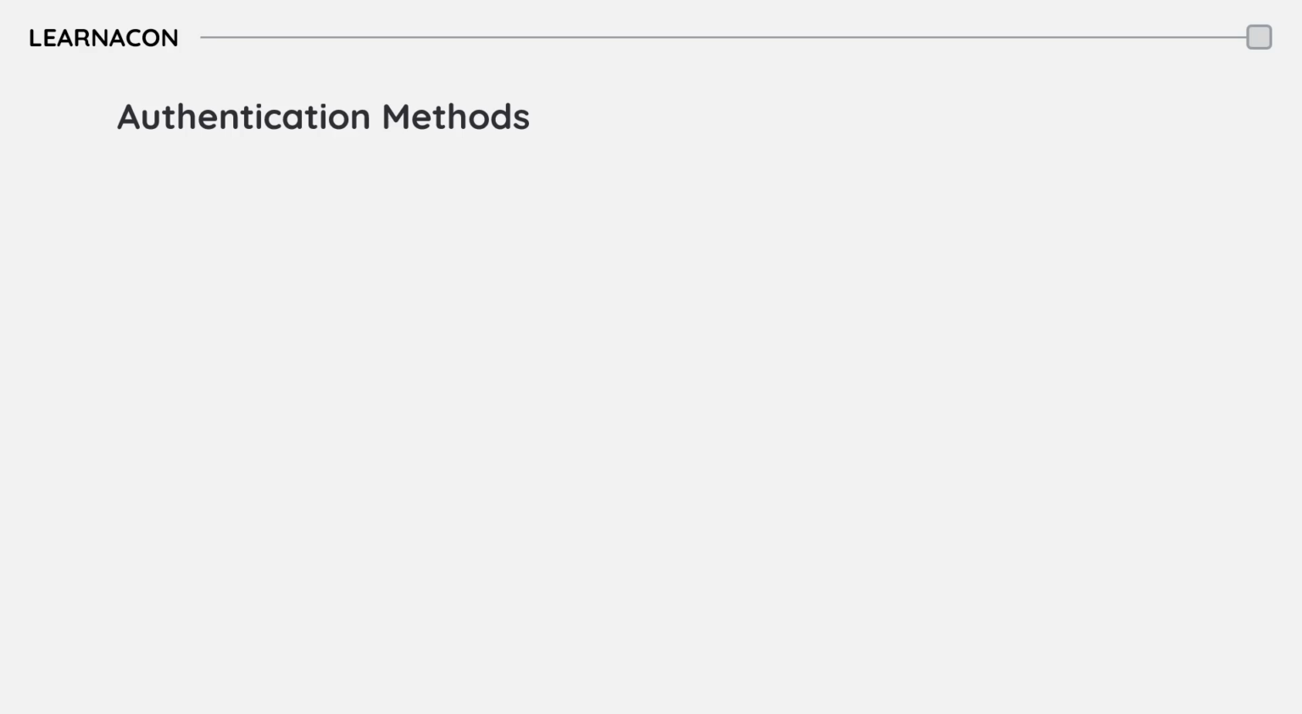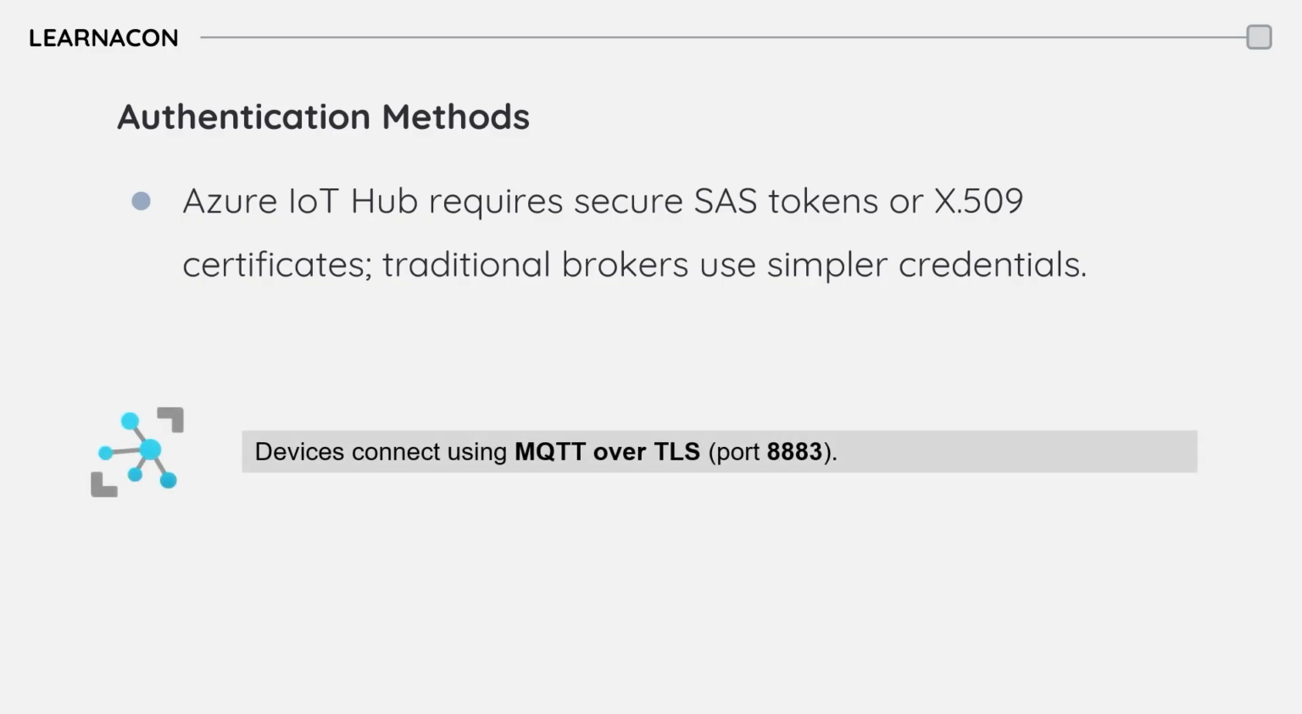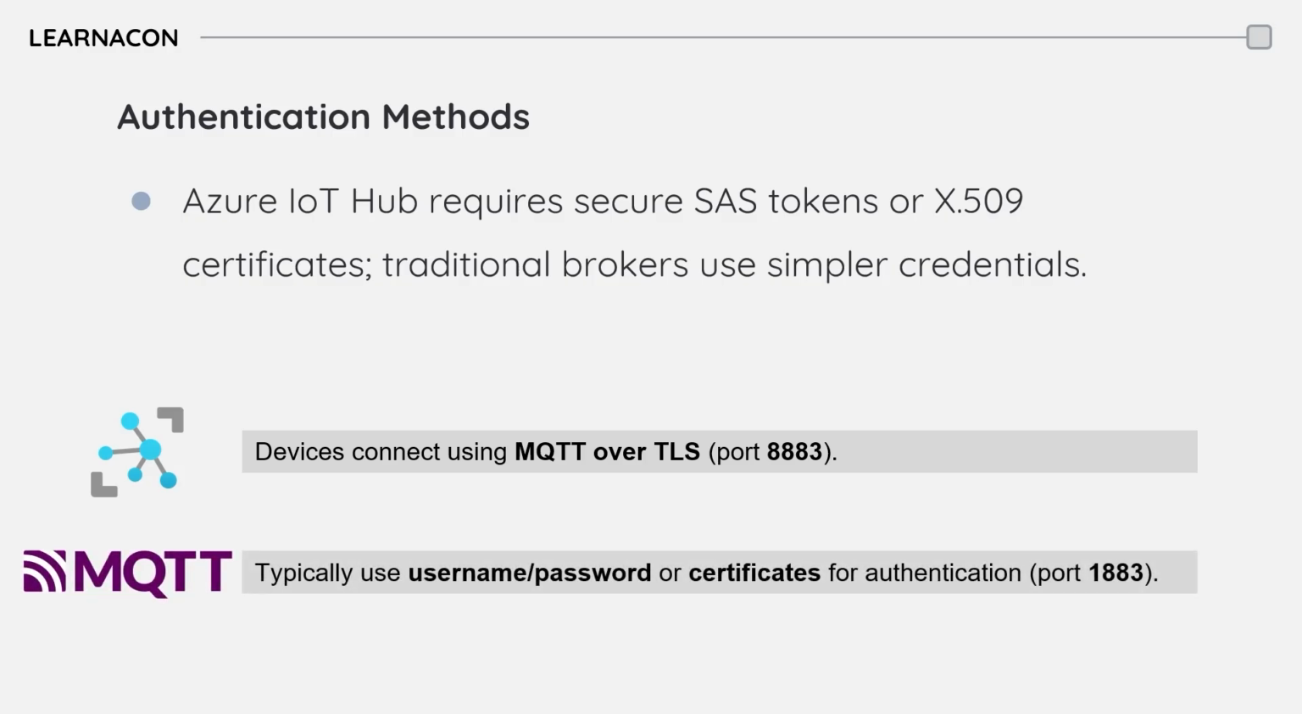Authentication is one of the most critical differences between Azure IoT Hub and traditional MQTT brokers. Azure IoT Hub prioritizes security by requiring each device to authenticate using either a shared access signature called SAS token or an X.509 certificate. This ensures that every device has a unique identity and secure credentials. Unlike traditional MQTT brokers, Azure IoT Hub doesn't allow anonymous connections or simple username password authentication.